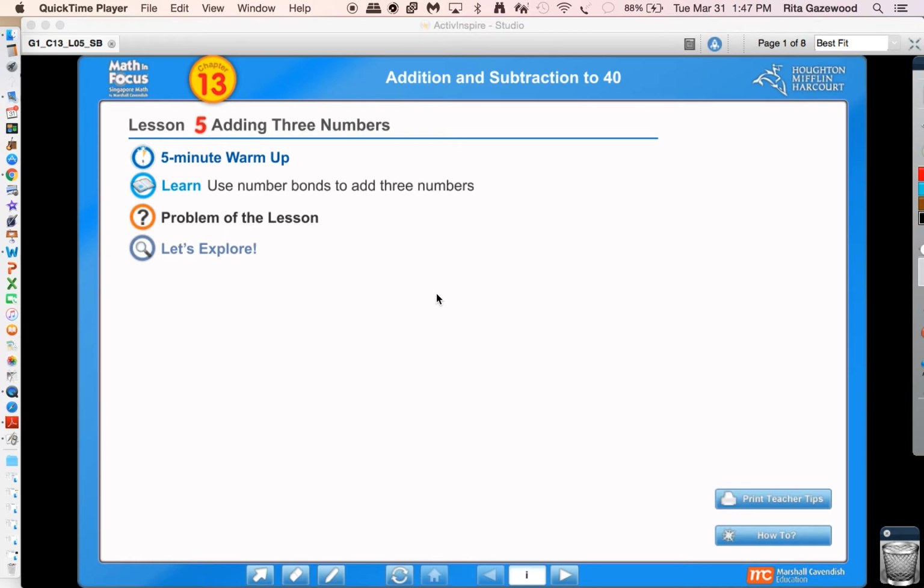Today's lesson, Chapter 13, Lesson 5, will be adding three numbers. We'll begin with a warm-up, then we'll learn how to use number bonds in order to add three numbers. We'll solve the problem of the lesson. Let's explore.